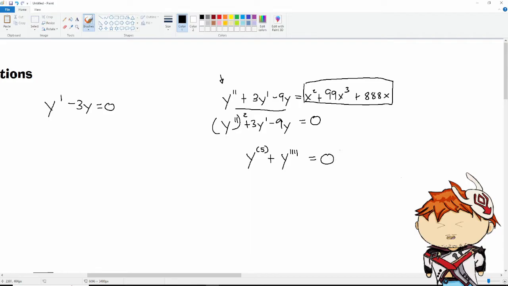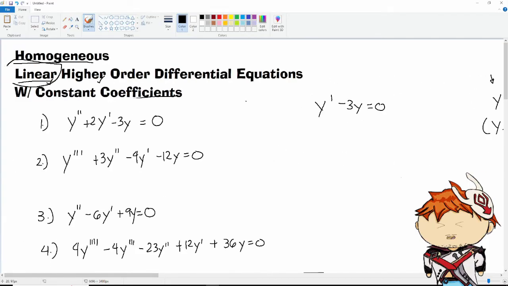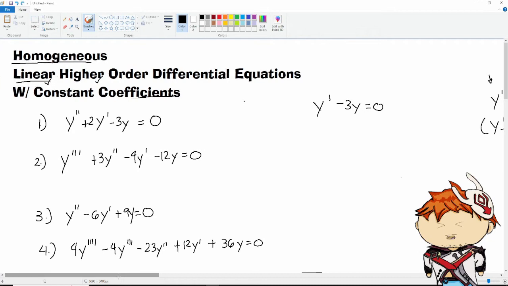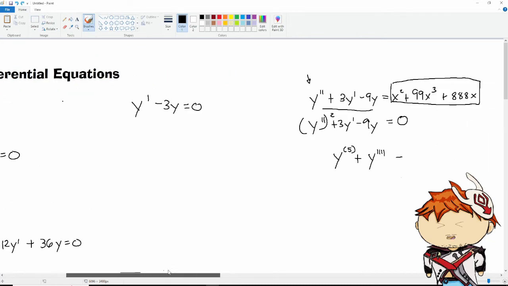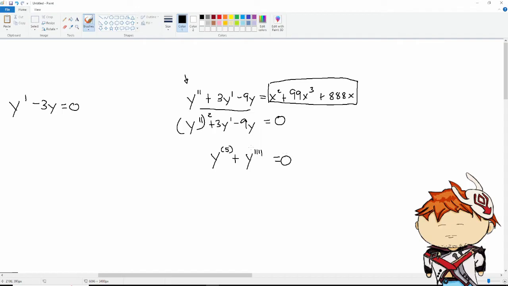But when we say linear, let's go back. When we say linear differential equation, the degree of our derivative and its dependent variable are 1, but because this is second degree, this is non-linear. Our third example is linear. We're gonna have another example.